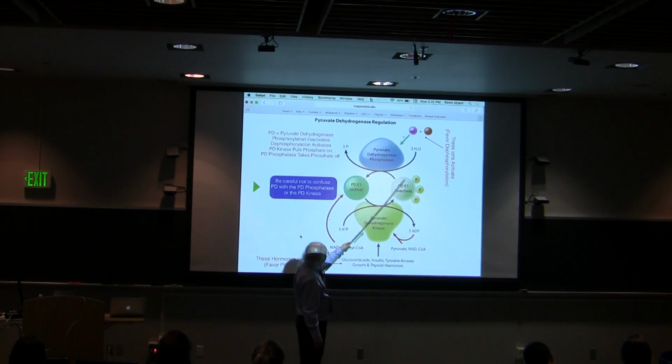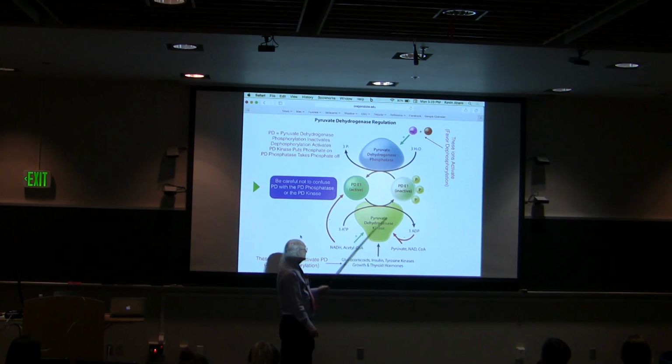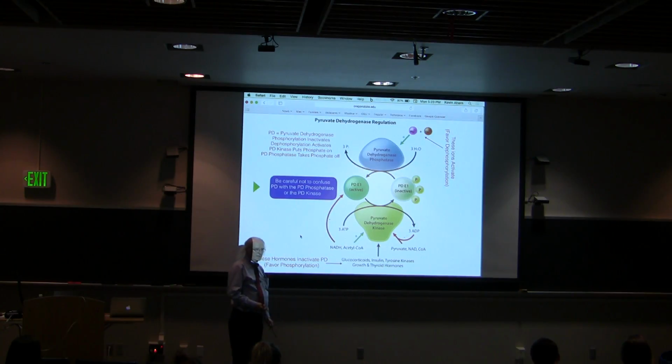Now, that's one message there: NAD is critical for this enzyme. The other message is that phosphorylation affects the enzyme's activity. Okay? So you phosphorylate it to inactivate the enzyme. You dephosphorylate it to activate the enzyme.